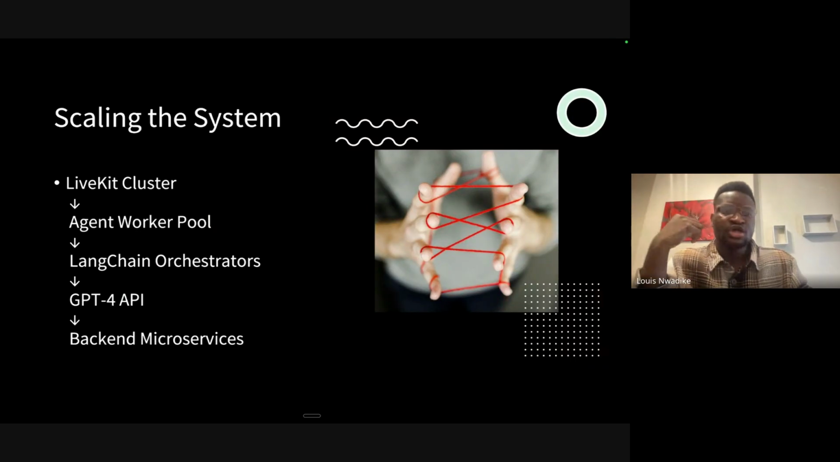Scaling the system. So we're looking at the LiveKit cluster, which injects into our agentic worker pool, the LangChain orchestrators, our GPT-4 API, and back-end microservices. So when we scale this system, we have the image we have here.